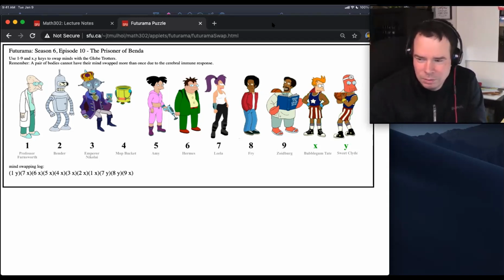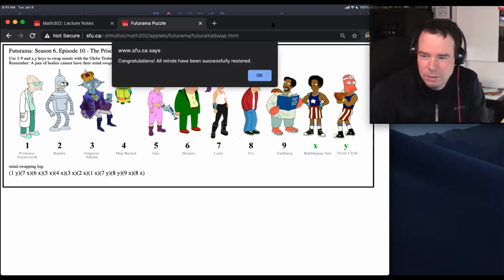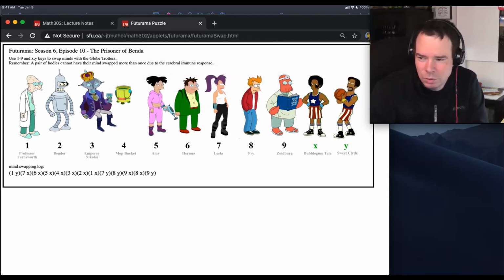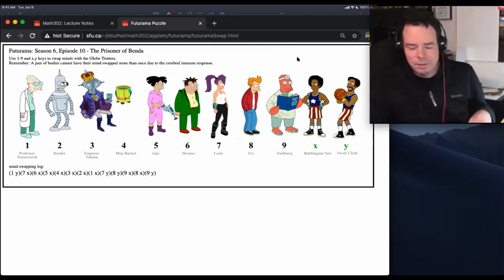And now I can restore them by doing the opposite. Instead of the 8Y, I now use the 8X. And instead of the 9X, I now use the 9Y. And that solved them. And it restored the 2 Globetrotters. If there was another cycle, I would just attack that next cycle and the next cycle and the next cycle.